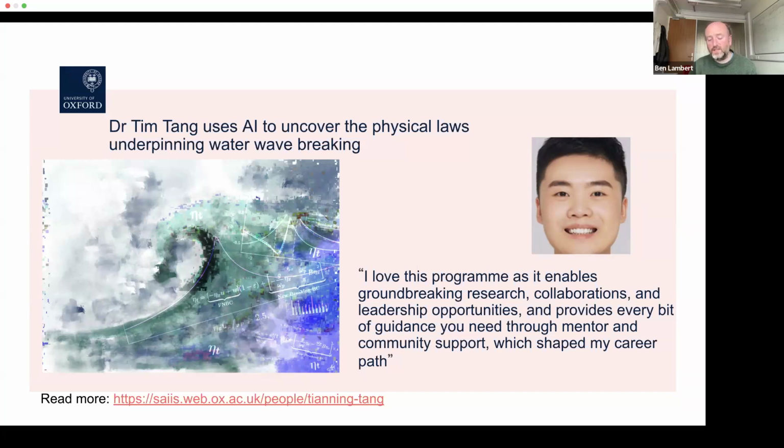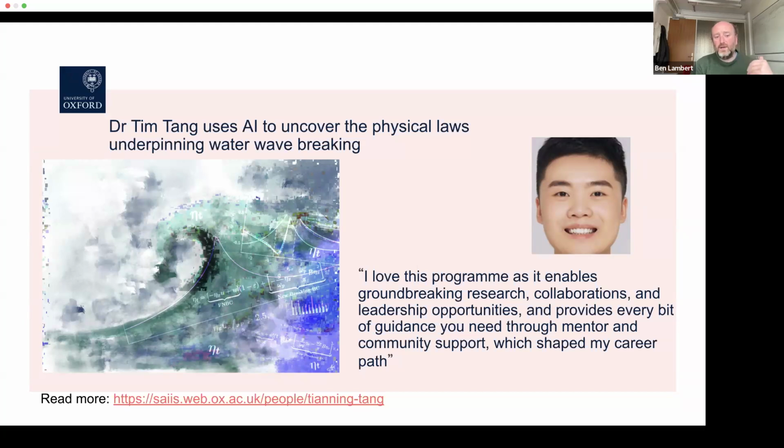And so what Tim has been doing during his fellowship is generating a huge corpus of water waves breaking by running these simulations on Oxford supercomputers. And then Tim is using a method from AI called symbolic regression to try and learn the equations of motion, which try and represent the physics of what's actually happening beneath the scenes.